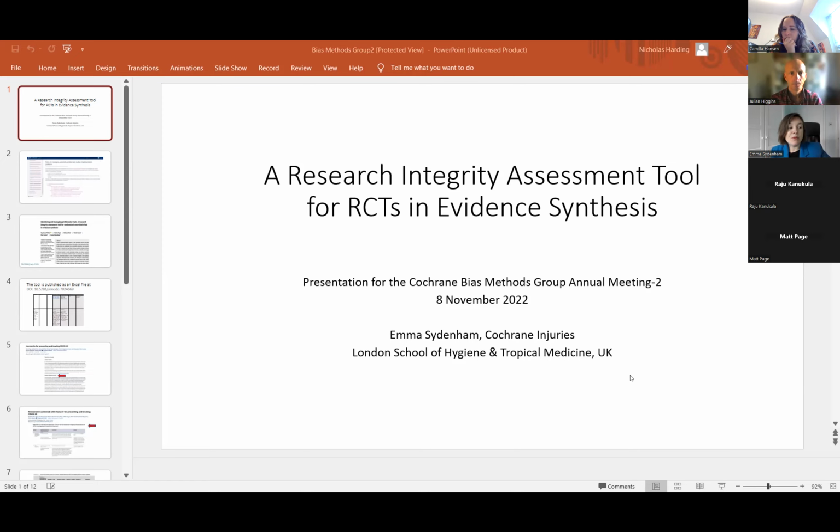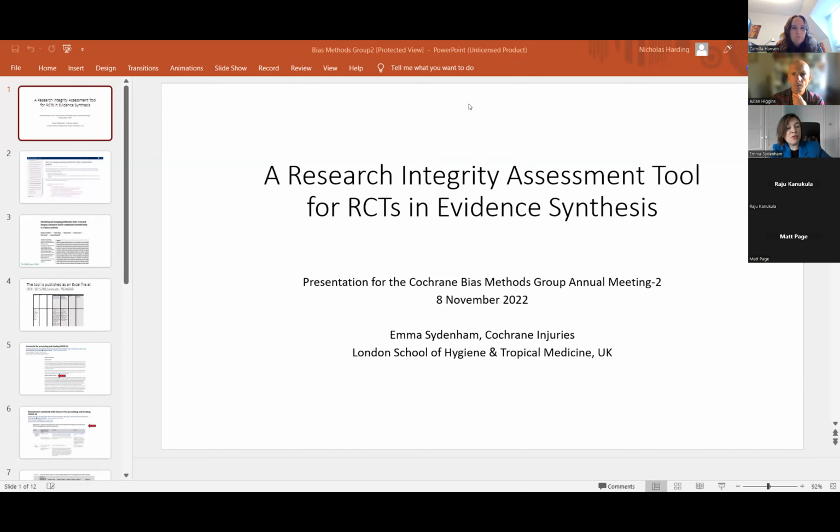What we're calling the Research Integrity Assessment Tool for RCTs and evidence synthesis was approved by Cochrane's Research Integrity Department, and it is currently in the consultation and quality assurance stage prior to submission to the methods executive and the scientific committee. So please do contact me with any comments, as we're grateful to receive feedback at this time while we develop the tool.